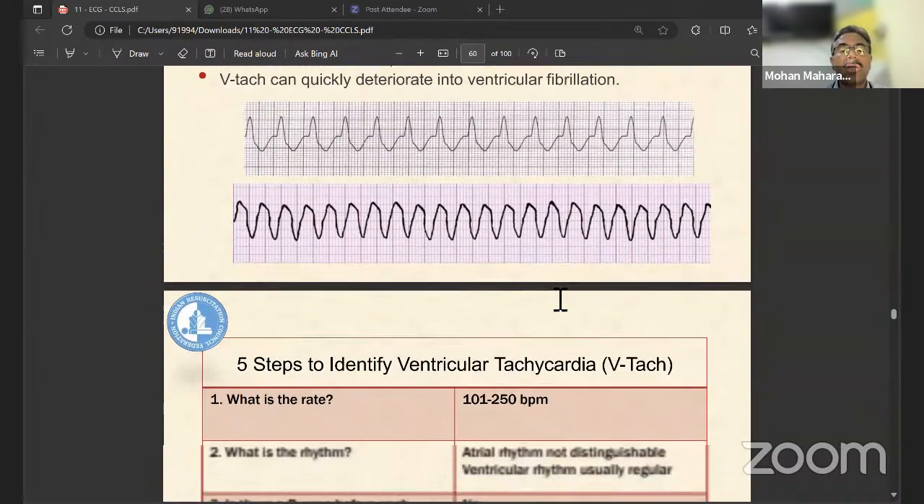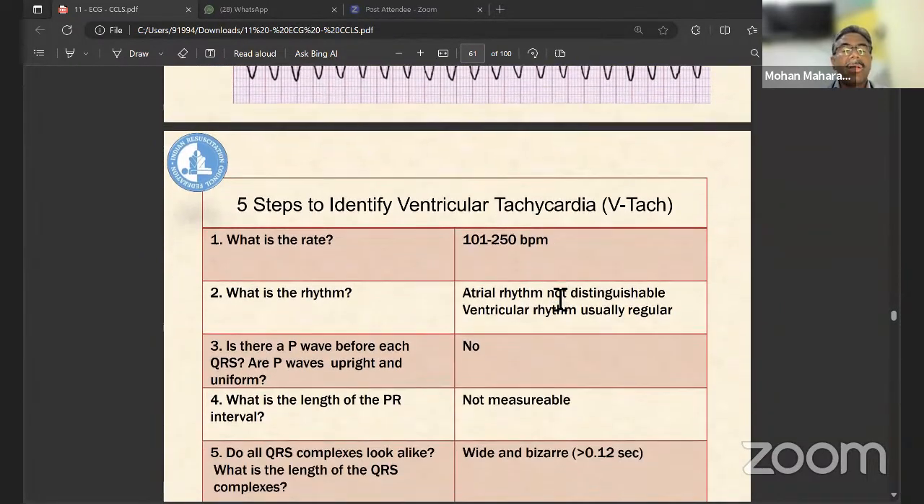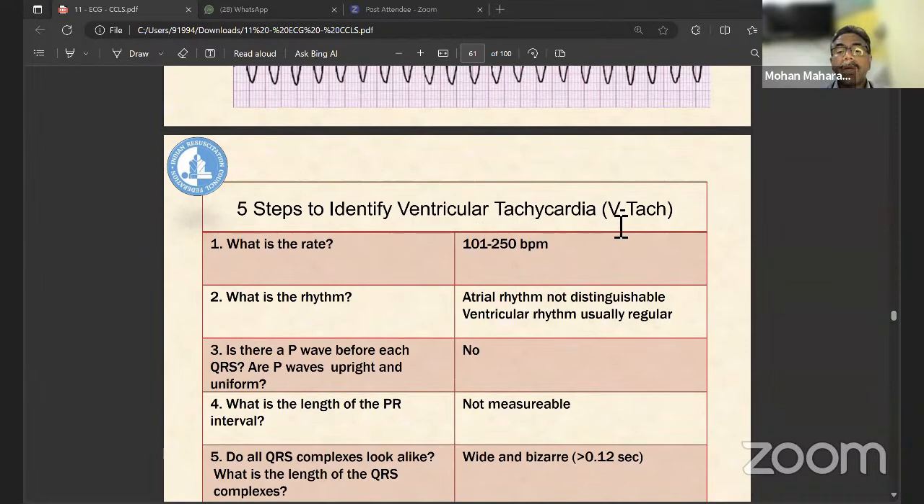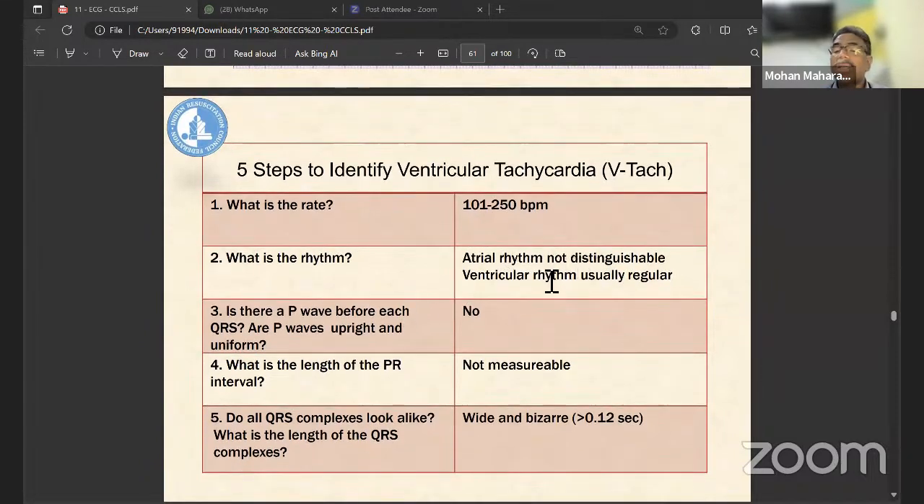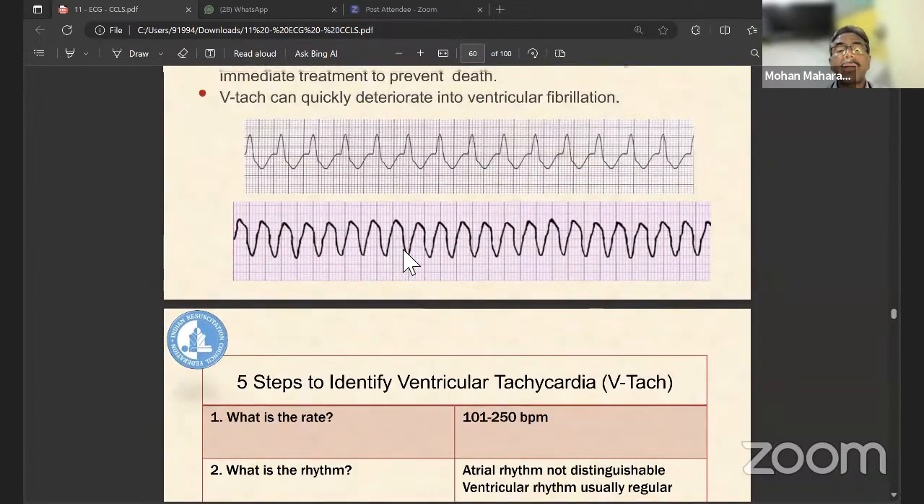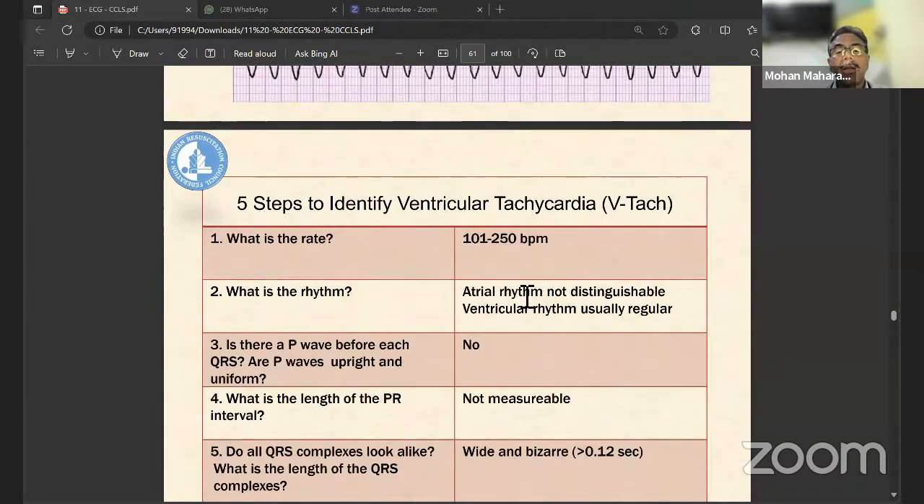Now we will discuss how it looks. The rate of ventricular tachycardia is 101 to 250. Tachycardia is more than 100, and ventricular tachycardia will be between 100 to 250. The atrial rhythm is not distinguishable, and the ventricular rhythm is usually regular. Look at it, it is very regular, but atrial is not distinguishable.